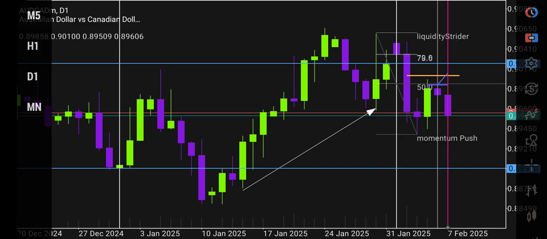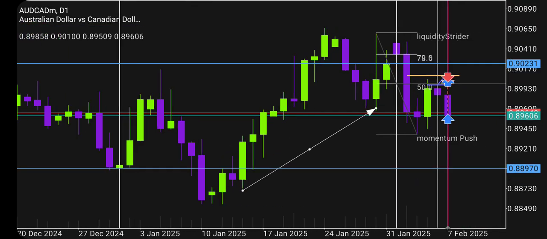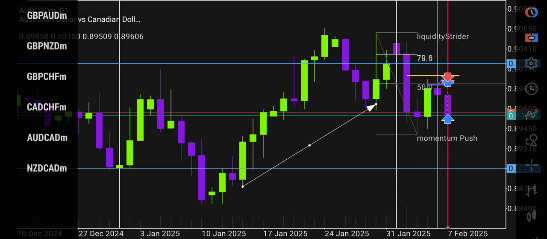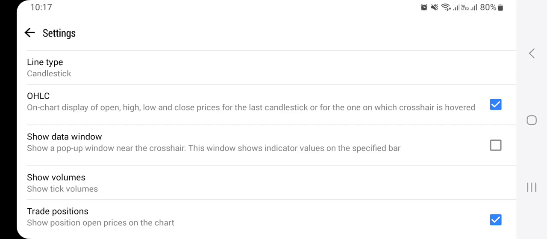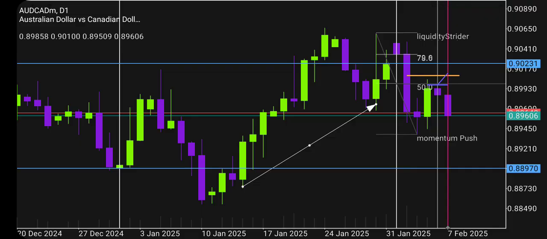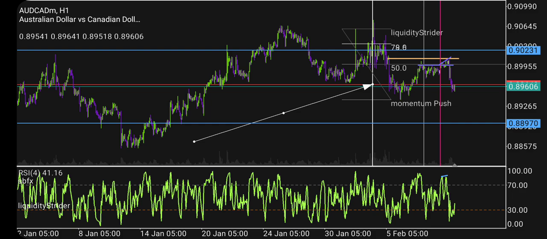Let me switch on the trade history. Yes, those arrows, as you can see, where those arrows are, that's where I entered and that's where I exited to profit. So that's what I want to show you guys. For now, I'm going to switch it off and begin the thought process again, but on a lower time frame, so one hour after the daily.